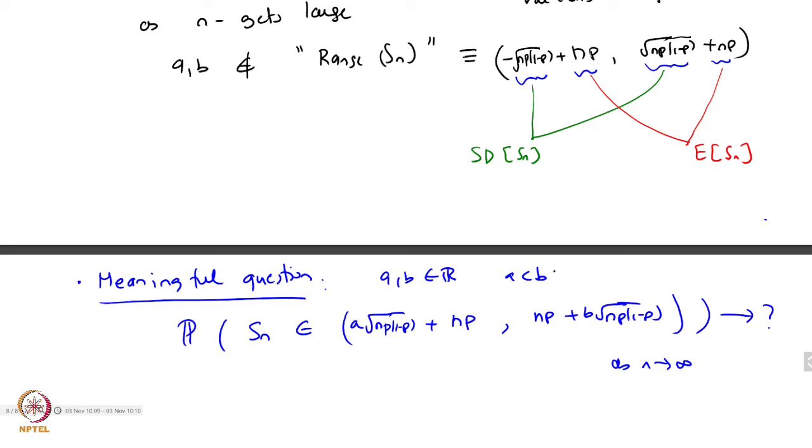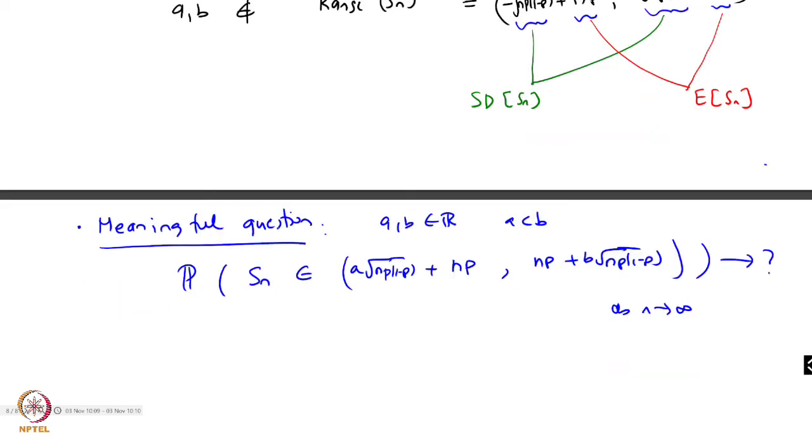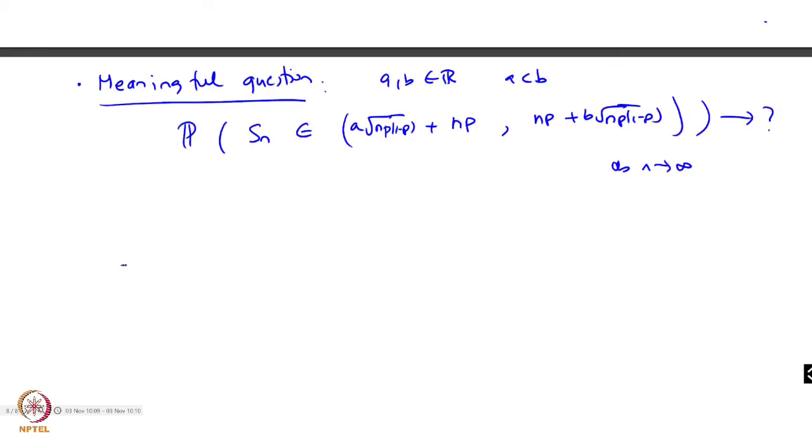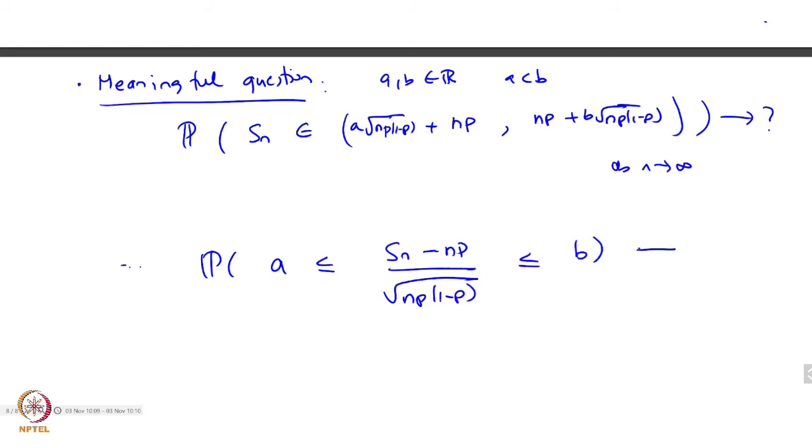So what you identify is the chance that, I'll rewrite this probability, A is less than or equal to (Sn minus np) divided by the square root of np(1 minus p), which is less than or equal to B. What happens to this as n goes to infinity? That's a more meaningful question to answer.